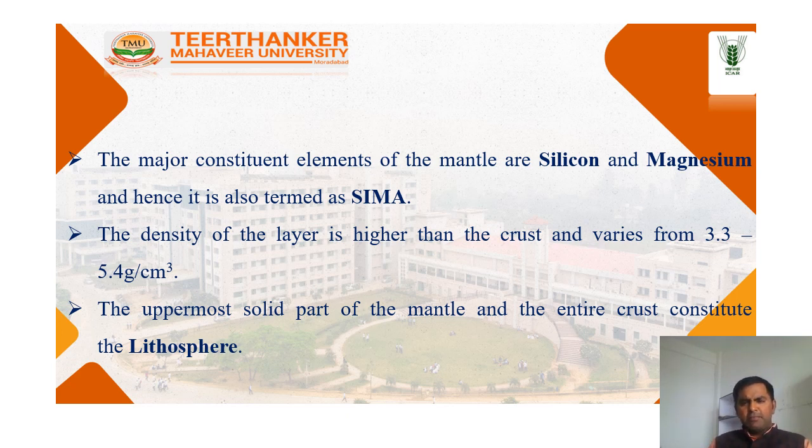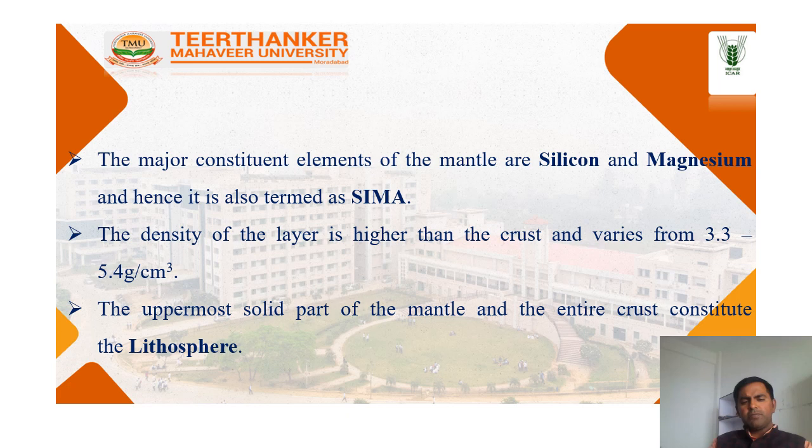The mantle is made up of silica and magnesium. These two combined are known as the sima. You always remember the sima. The density of the mantle is generally higher in comparison to the crust, about 3.3 to 5.4 gram per cubic centimeter, and the uppermost solid part of the mantle and the entire crust constitute the lithosphere.